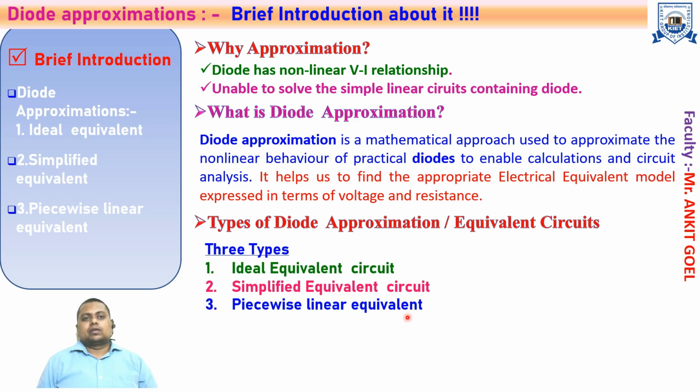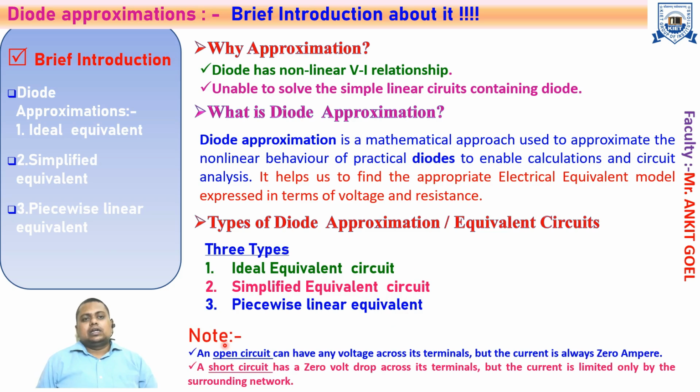Before starting these equivalent circuits, two important concepts are there. An open circuit means that the current is always zero, but it doesn't mean that the voltage is also zero. In an open circuit, current is surely zero, but voltage need not be zero. Similarly, in a short circuit, what is sure is that the voltage is zero, but the current need not be zero. These two important concepts are needed for analysis of diode circuits, right? So remember these two concepts.